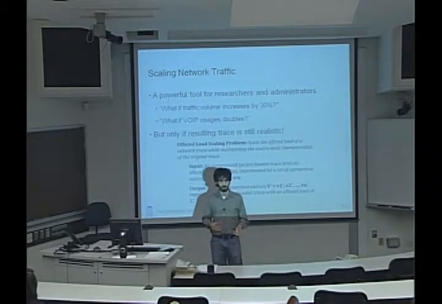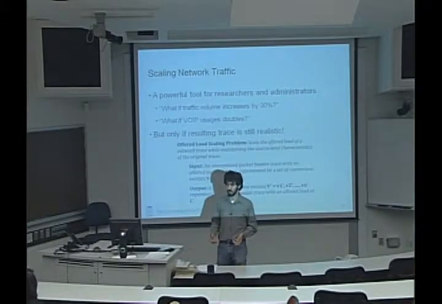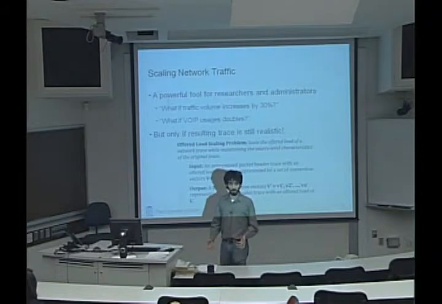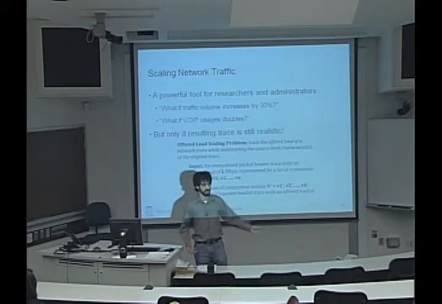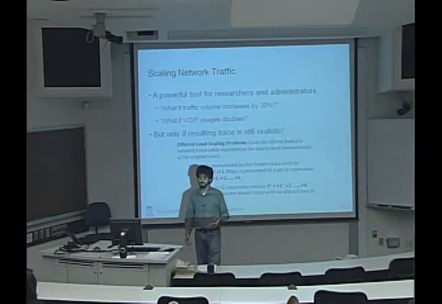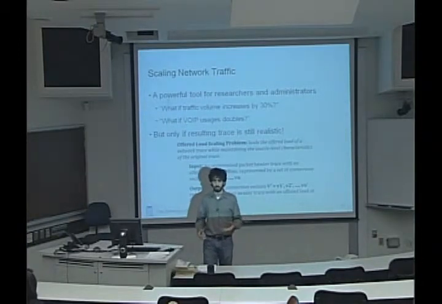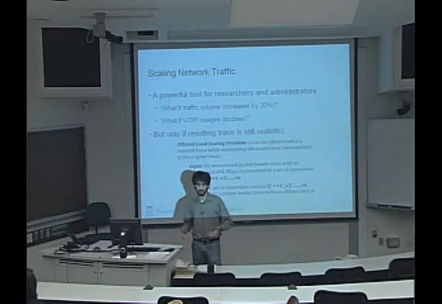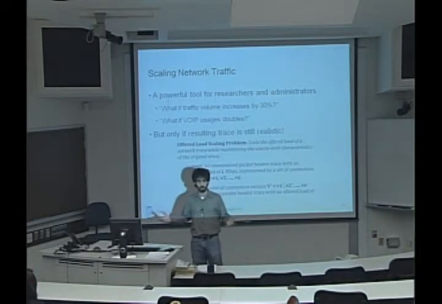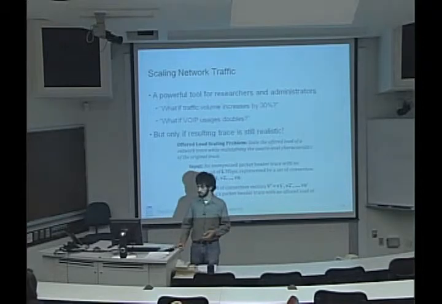And this would be a really useful thing for both researchers and network administrators to be able to do. I'm sure UNC ITS would like to know how their network infrastructure is going to perform if enrollment's going to go up by 20% next year, for instance. And if there were a good way to artificially scale traffic, we could do this. They could take traffic that's currently on the network, blow it up, and see what happens to their infrastructure.